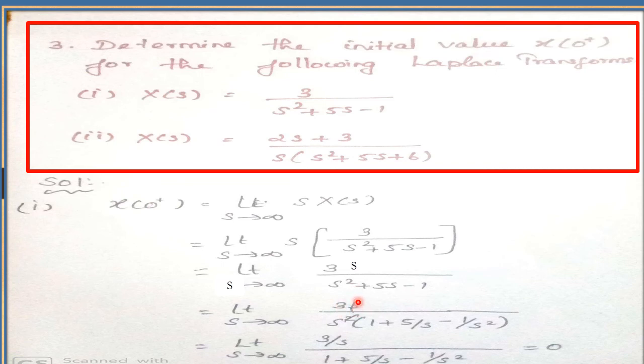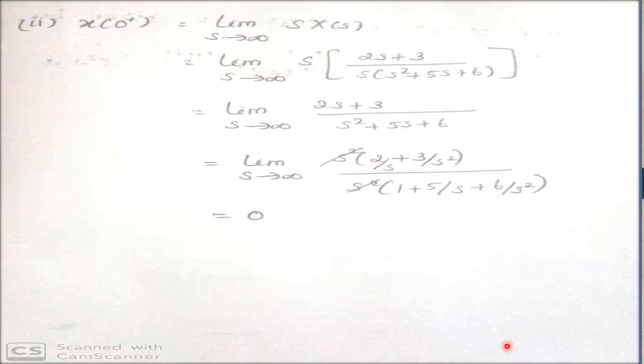So from the numerator you are having an s. In the denominator you have to take s square outside. So if you take s square outside, you will be getting 1 plus 5 divided by s minus 1 by s square. Now one s gets cancelled. So you will be getting 3 by s divided by (1 plus 5 by s minus 1 by s square). Now we have to apply the limit. So if you apply the limit, 1 by infinity is 0. So you will be getting the initial value as 0.